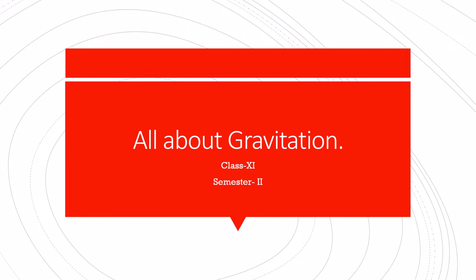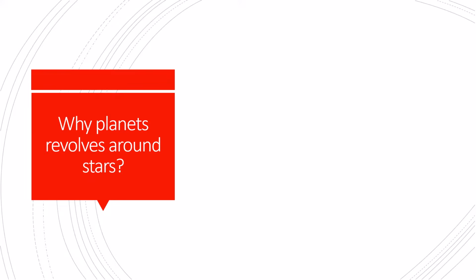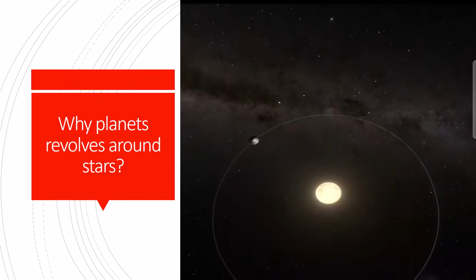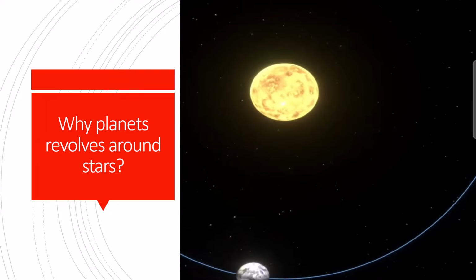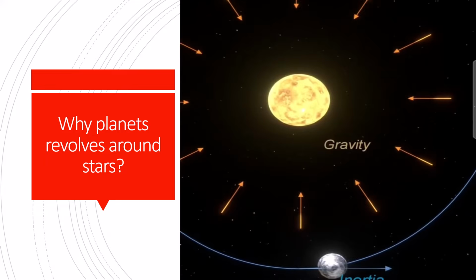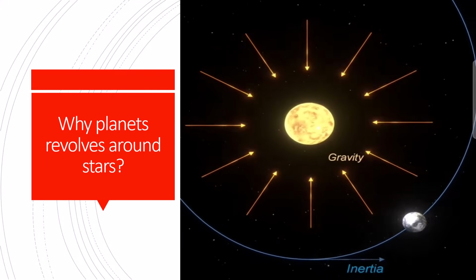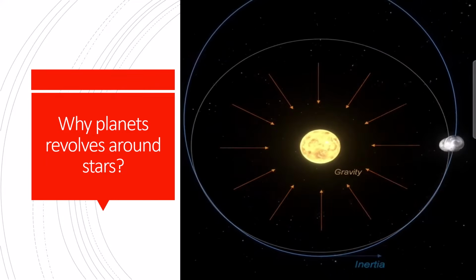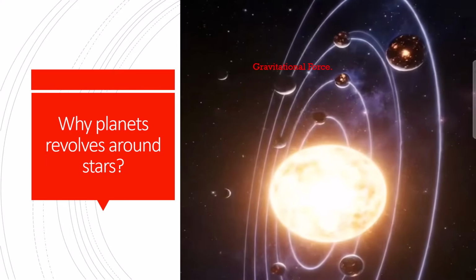Today I am going to discuss Class 11 Semester 2 Physics Chapter 1 Gravitation. So let us start with a question. Why do planets revolve around stars? Not only do planets revolve around stars, but the stars also revolve around the galaxies. Every body in this universe is under a force field, and this force is gravitational force.